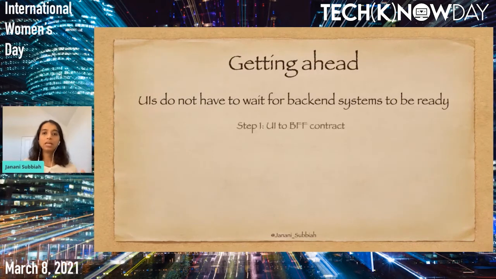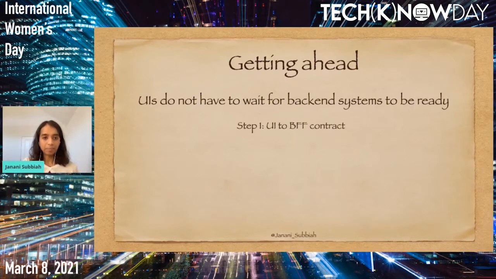The first step is for the BFF team and the UI team, or UI teams in some cases, to get together and talk about the contract between the BFF and the UIs. This could be driven by design, or by other requirements, but basically for both of these teams to communicate what is needed and how it can be fulfilled.